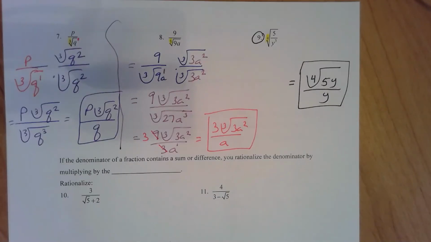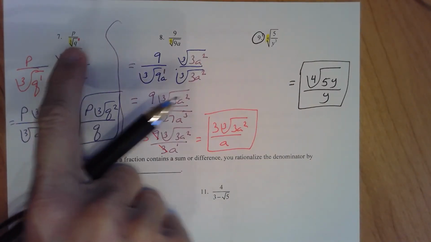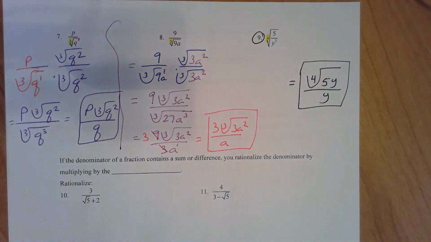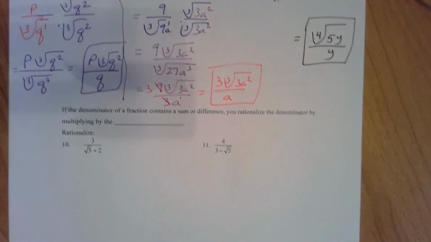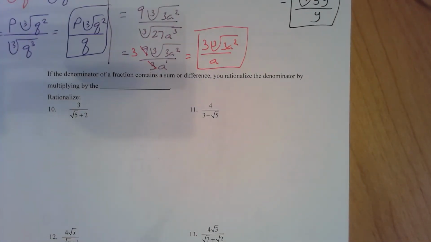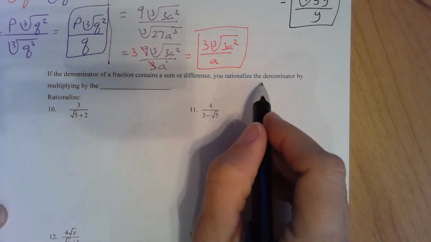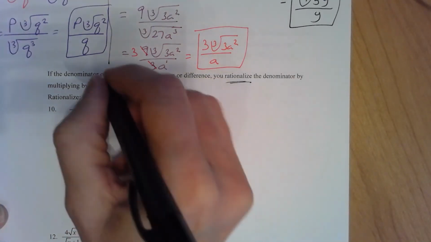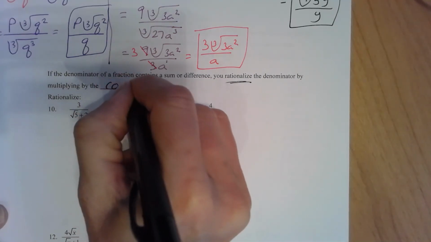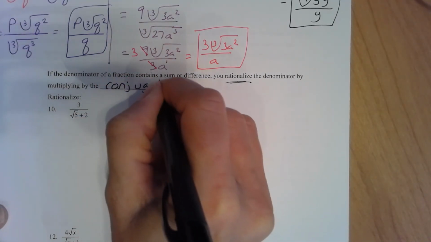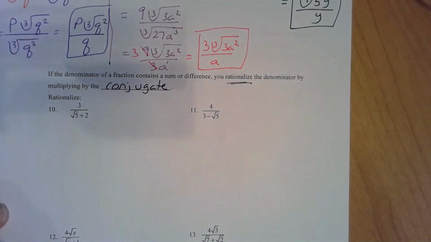So when we were looking at our denominators, we only had one radical, one radical, one radical. We didn't have a radical plus a number or anything like that. But in this next few problems, we're going to have, in a sense, a binomial in the denominator. So if the denominator fraction contains a sum or difference, you rationalize the denominator by multiplying by the conjugate. Now the conjugate just means to change the sign in between the sum or difference.